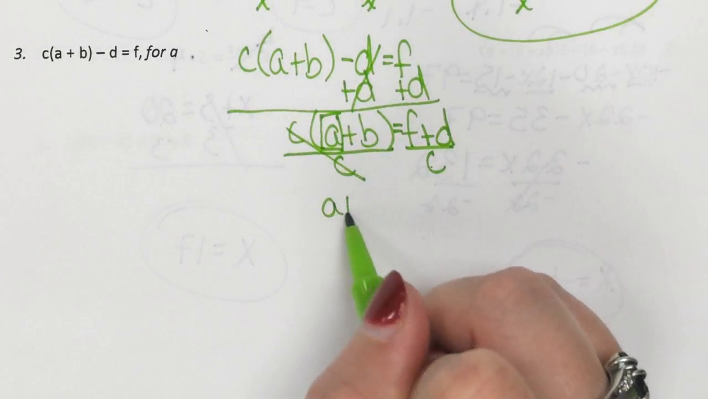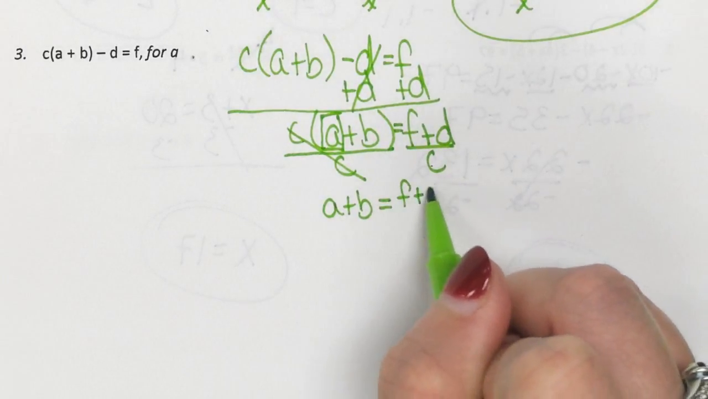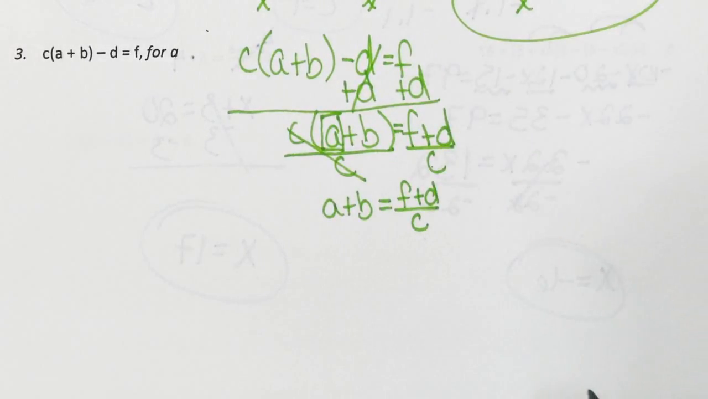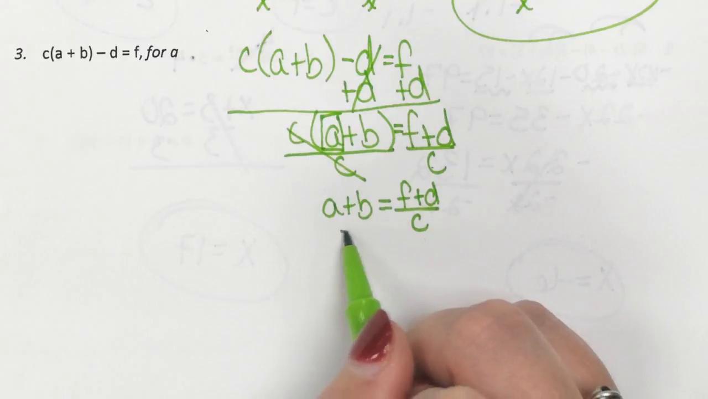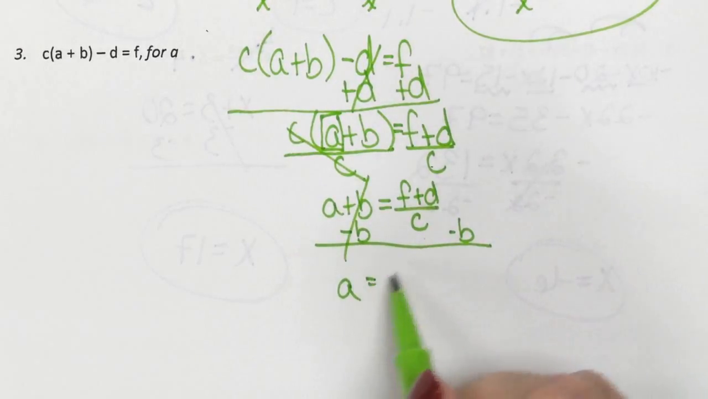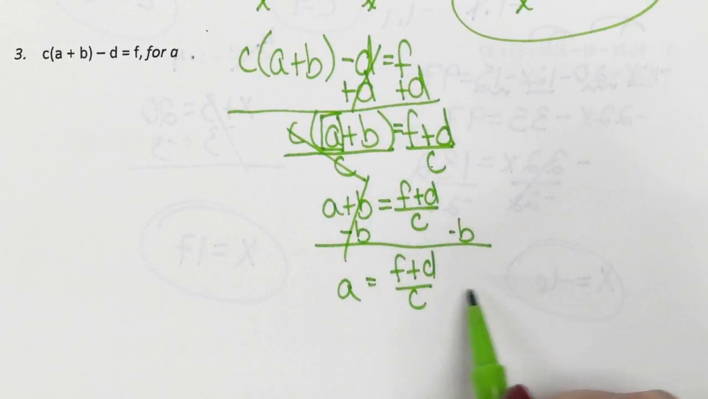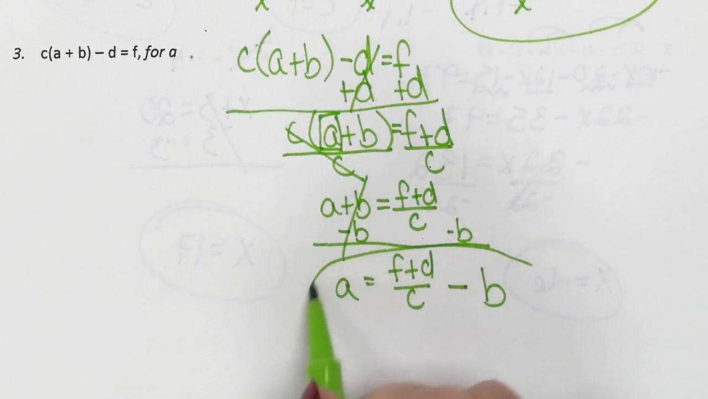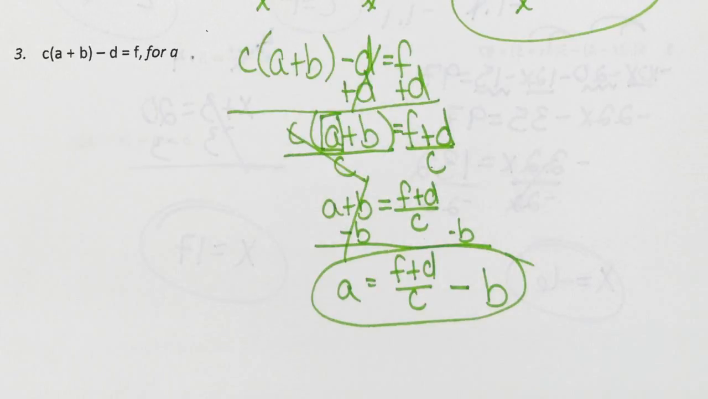Alright, so that gives me a plus b equals f plus d over c. Are y'all okay? One more step. Yeah, now watch how I write this. You ready? You have to have the fraction, then the b goes on the side. Okay? Kind of, sort of, ish, a little bit. Why isn't that you get a different answer? You don't get a different answer. It just looks different.